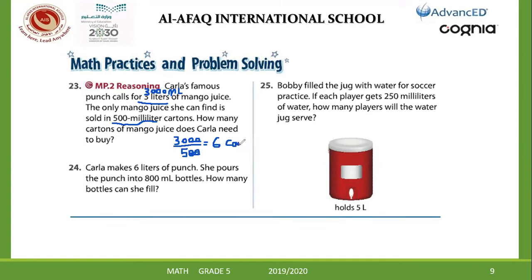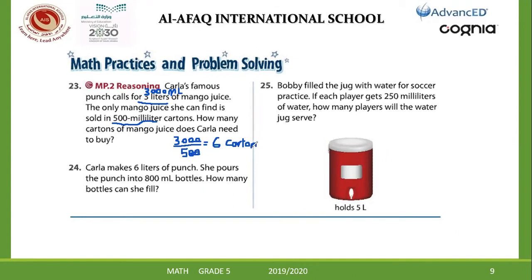Okay, start reading here number 24. Carla makes 6 liters of punch. She pours the punch into 800 milliliter bottles. How many bottles can she fill? So, she makes 6 liters of punch. She pours the punch into 800 milliliter bottles.